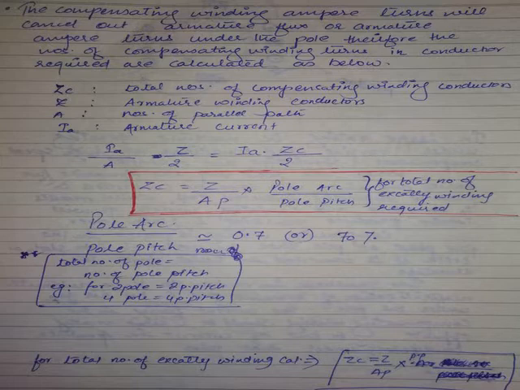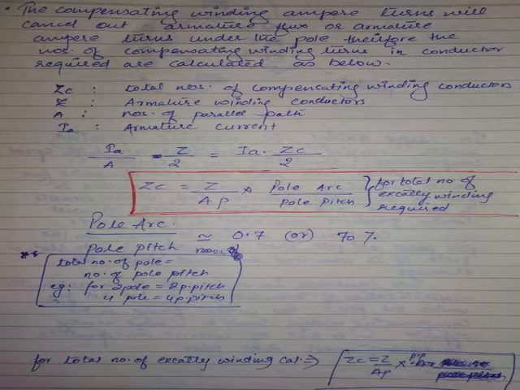Is it greater than 1? Is it equal to 1? It is always less than 1. From this point to this point, it is the distance, the length of the pole arc. This is the pole arc. And the pole pitch is from this point to this point. It means distance between the poles. If you think this is a two-pole machine, even this is true for any pole machine. Even for a four-pole machine, you will get the same thing.